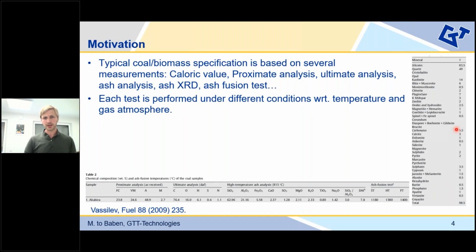Now, this is a typical example of such an analysis from this Vasilev paper in Fuel that covers, I think, 40 different coals, and then you have there the approximate analysis, the ultimate analysis, the high temperature ash analysis, and the ash fusion test, as well as an XRD analysis of what phases are there in the original coal.